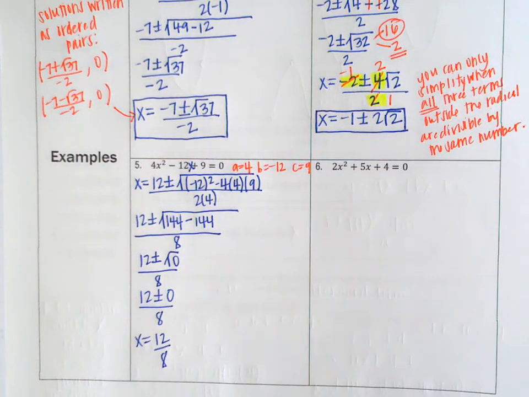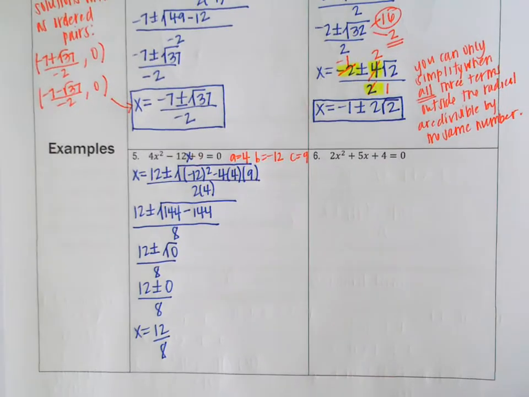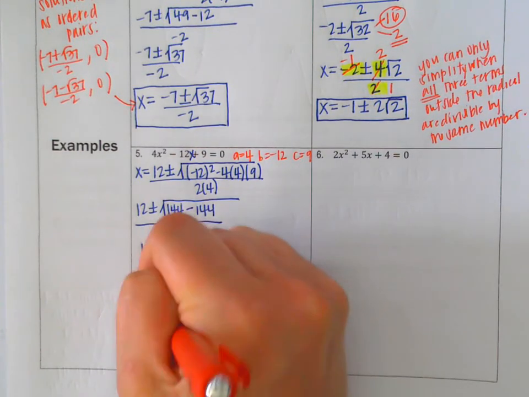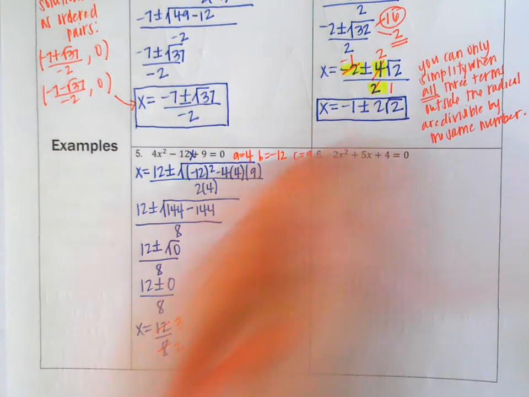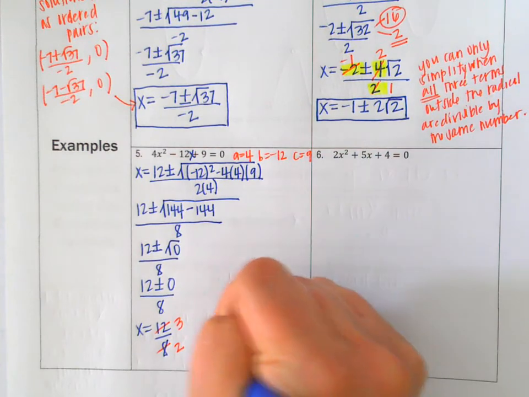Now, can I simplify that? And I can. 12 and 8 are both divisible by 4. So 12 divided by 4 is 3. 8 divided by 4 is 2. So my final answer here is 3/2.